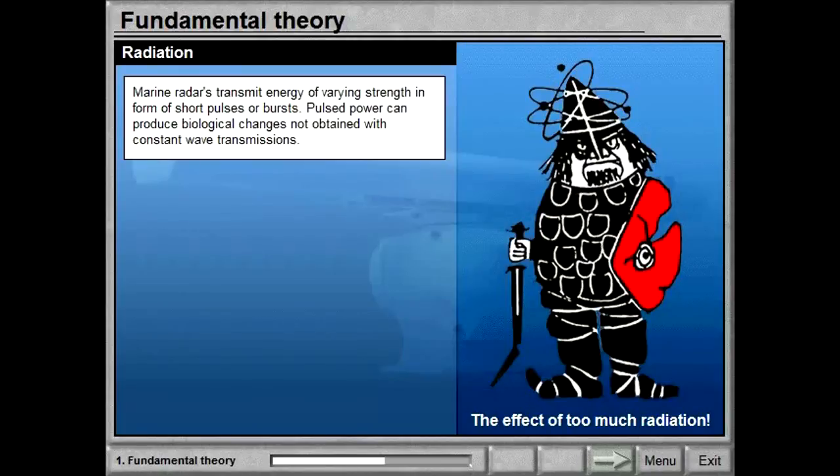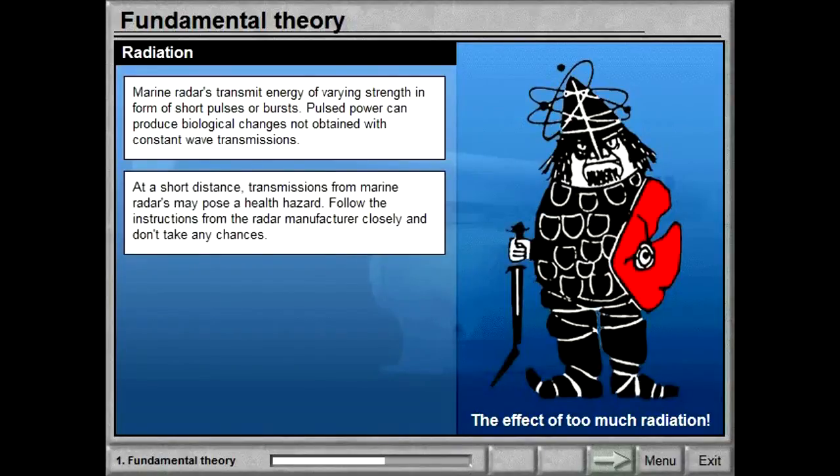Marine radars transmit energy of varying strength in form of short pulses or bursts. Pulsed power can produce biological changes not obtained with constant wave transmissions. At a short distance, transmissions from marine radars may pose a health hazard. Follow the instructions from the radar manufacturer closely and don't take any chances.